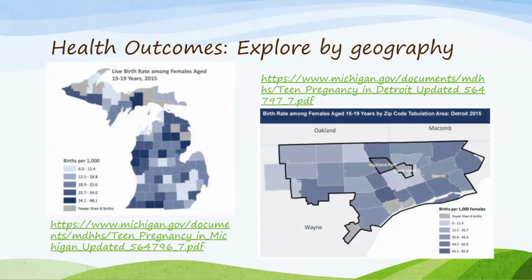The Michigan Department of Health and Human Services houses Michigan's Vital Records, which contains a wealth of information relevant to home visiting. Many interesting indicators have been explored and reports are available on the michigan.gov website. This example focuses on the teen birth rate, and it helps us visualize how much the teen birth rate varies across counties in Michigan, as well as in the city of Detroit. Exploring health outcomes by geography can point to areas of your community where strategies like home visiting might be most helpful.